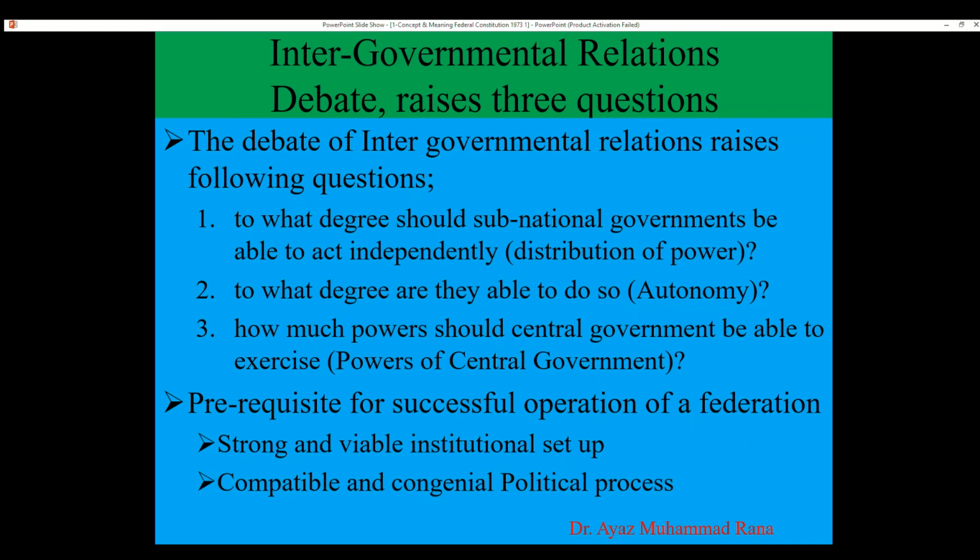So for successful operation, we need two important things. First, a strong and viable institutional setup. Secondly, a compatible and congenial political process. This will be discussed in the next lecture.